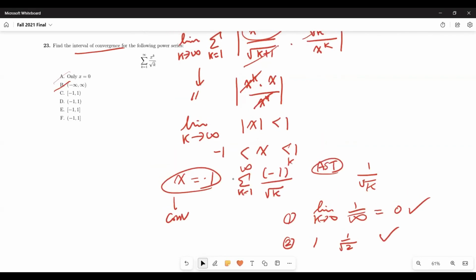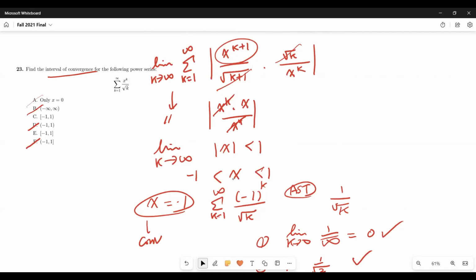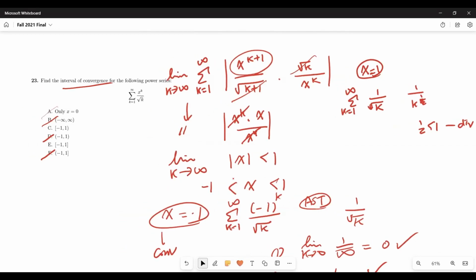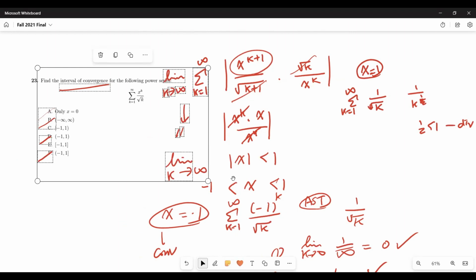So that means it's not going to be D and F. It's going to be C or E, more like. So let's check x equals 1 then. Then it's going to be 1 over square root of k, from k equals 1 to infinity. If you remember the p-series test, this is the same as 1 over k to the 1 half. Since the value is 1 half, which is less than 1, it's going to be diverging. So this makes the answer choice C the right answer. So the answer is C.